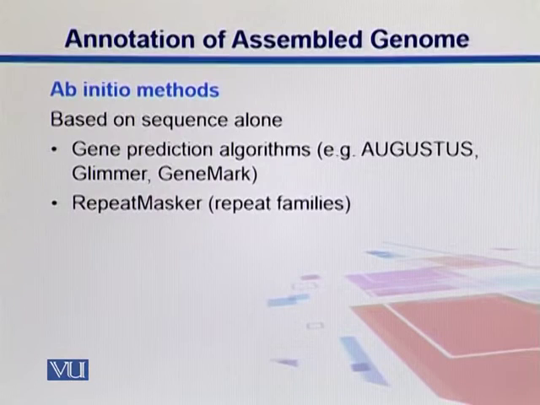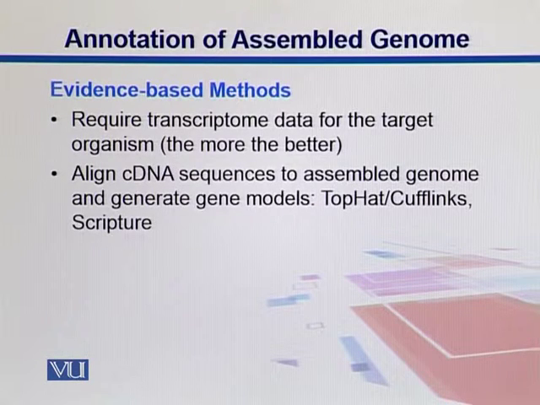In a computational sense, we classify these annotations into the following methods. One of them is ab initio methods. They are based on sequence alone. For example, we try to do gene finding, which is dealt with by gene prediction algorithms like AUGUSTUS, Glimmer, and GeneMark. We try to find the repeat families, and there is software called RepeatMasker. They work on the sequences and try to find these different genes and repeats based upon some specific patterns.